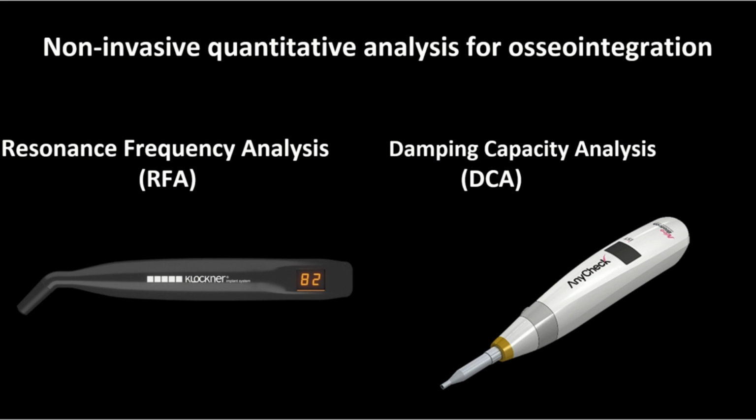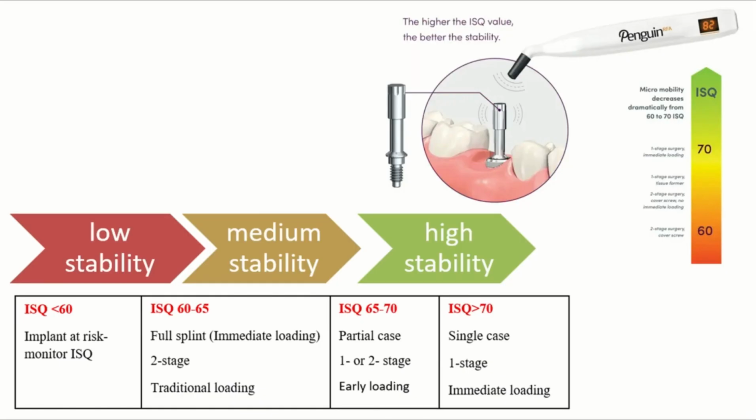Two reliable methods of checking the implant stability are available now. The first one is resonance frequency analysis, like Penguin, utilizing MultiPeg, or Osstell utilizing the SmartPeg. The second technique is damping capacity, like InCheck device, which is directly utilized against the healing abutment.